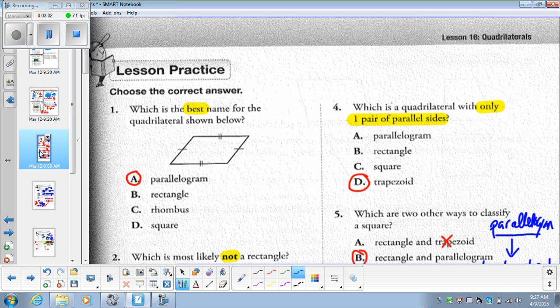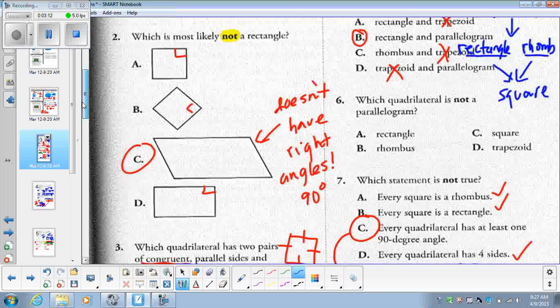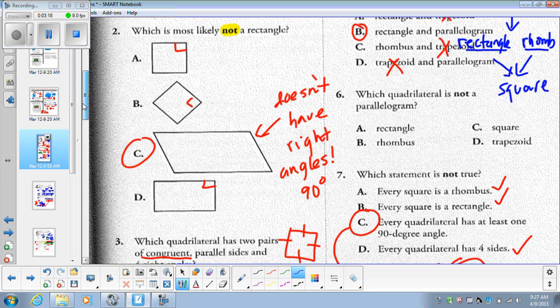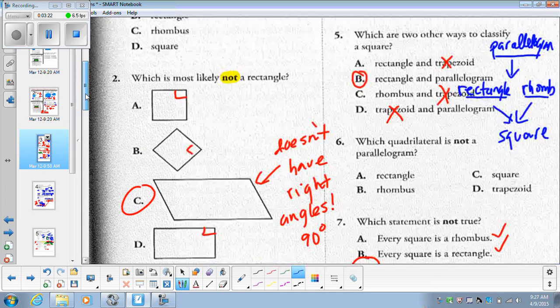All right, welcome back. Now you should have your homework out. So for question number 1, which is the best name for a quadrilateral, that's a parallelogram. Down to question 2, which is most likely not a rectangle. Y'all, this is pretty simple. Now B, it looks a little like maybe you couldn't catch that those were right angles, but they are. C is a parallelogram, there's no right angles, that's why that one's not a rectangle.